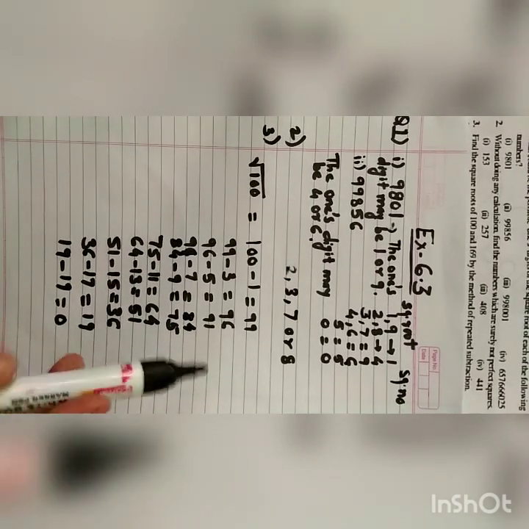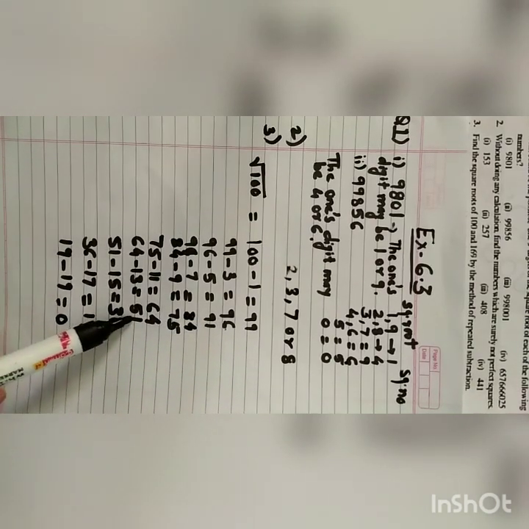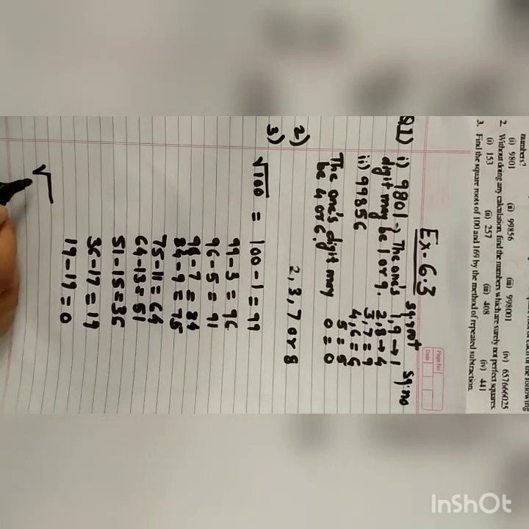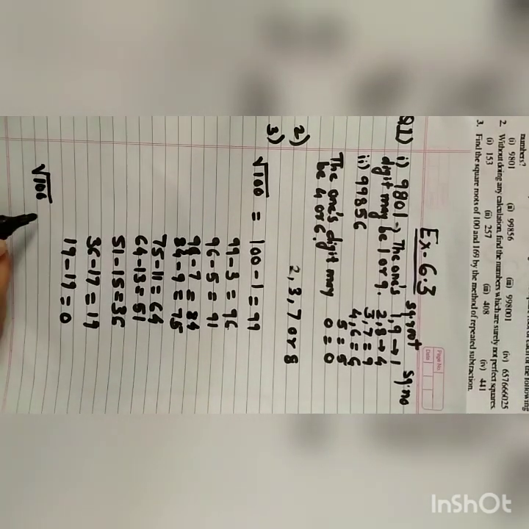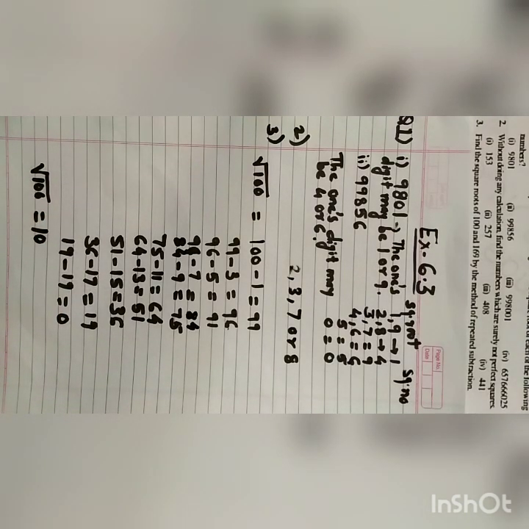So how many steps have we attempted? 1, 2, 3, 4, 5, 6, 7, 8, 9, 10. So the square root of 100 is equal to 10. So in this way we have to find out the square root with the help of the repeated subtraction method. Then move on with our further question, that is question number 4.